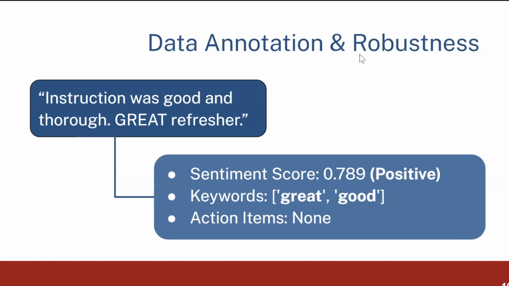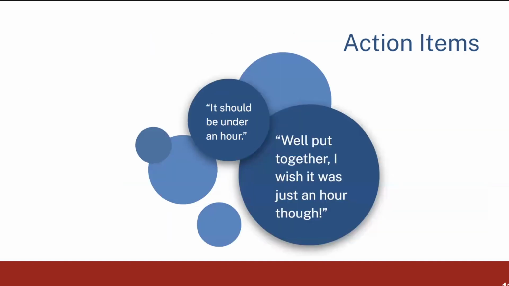So this really helps us form a more robust idea of what the survey data looks like and what people are saying and what they want in the future. So action items are feedback that gives suggestions for the future. And it's done by looking for words that are tagged as verbs that say things like, I wish it was that, you could improve this. So an example would be, I wish it was just an hour, referring to a continuing ed session.